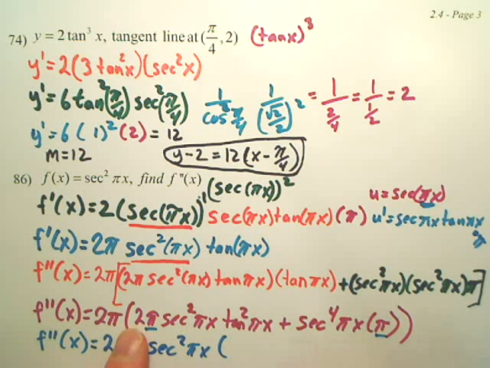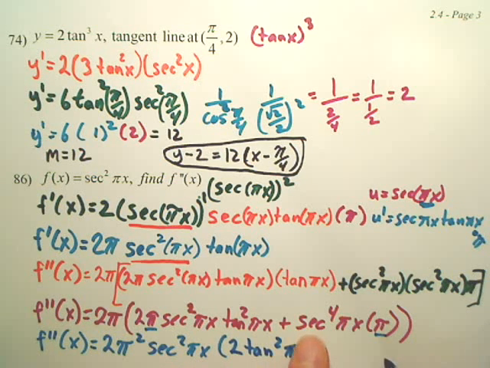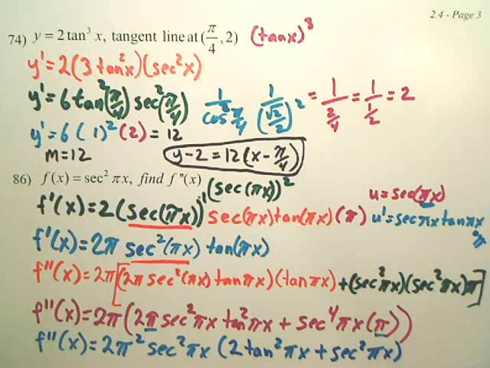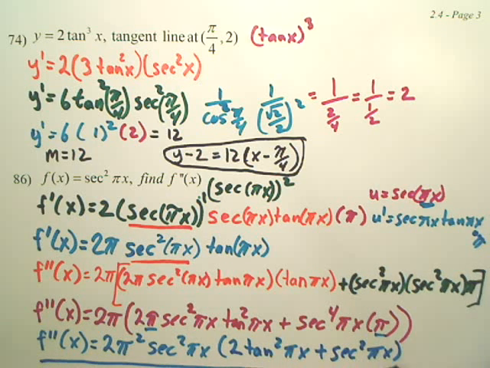Well, I have a 2 here. I took a secant squared out, so I don't need that, but I still need the tangent. Plus, here, if I took a secant squared out of this, I still have a secant squared left. That looks like it'd be the answer. Beautiful. Just kidding.